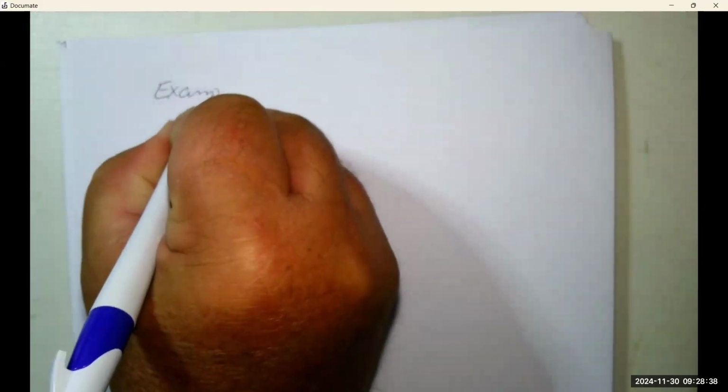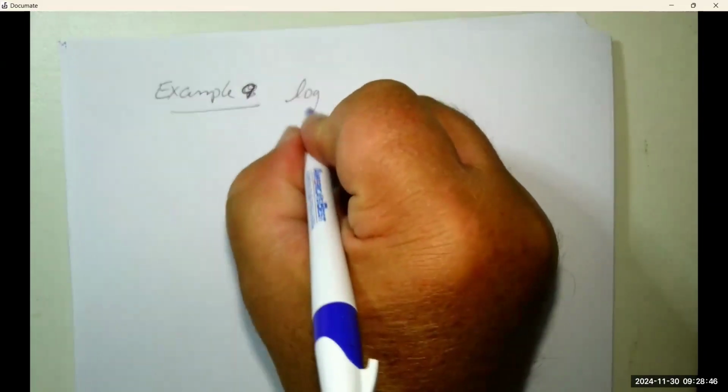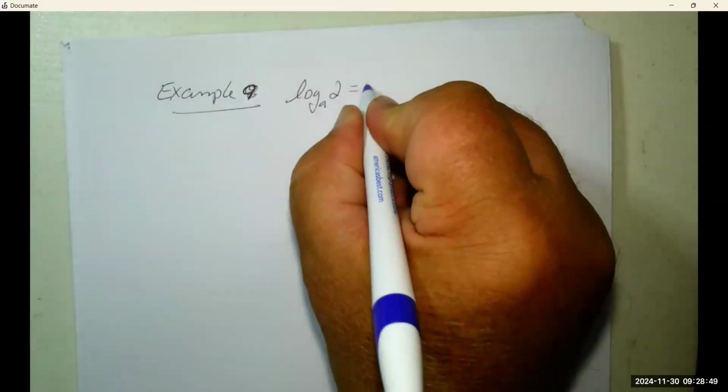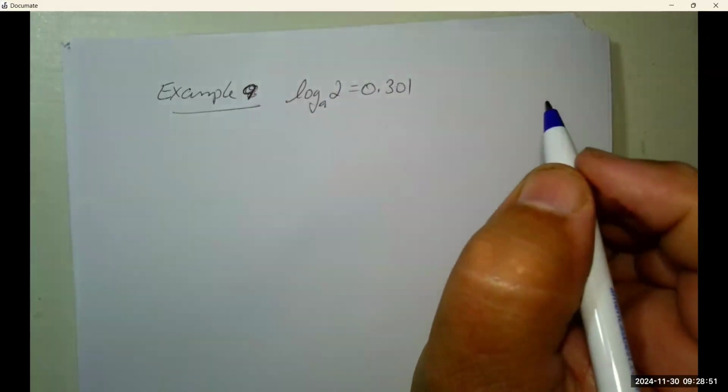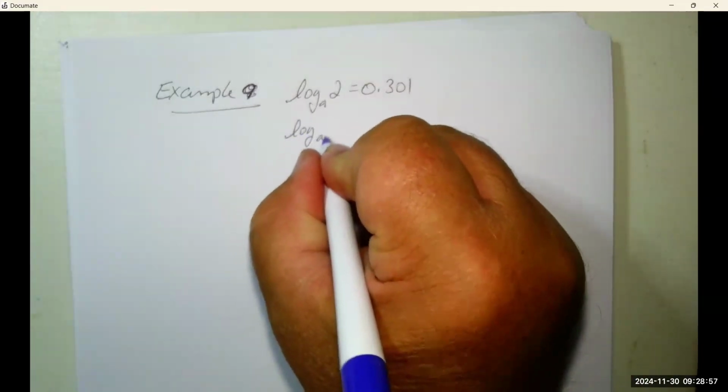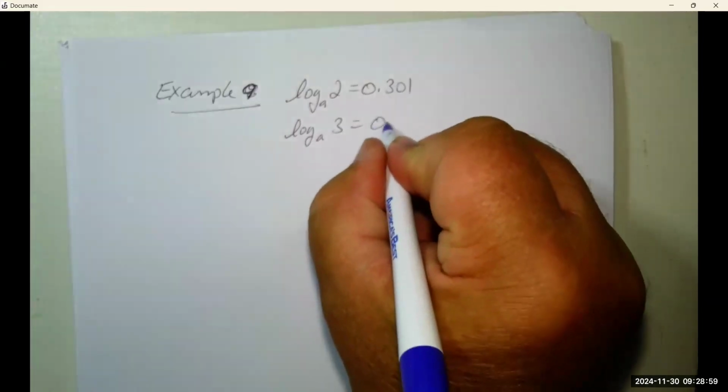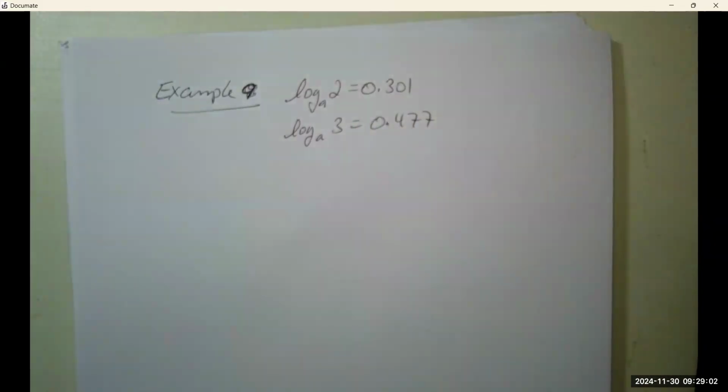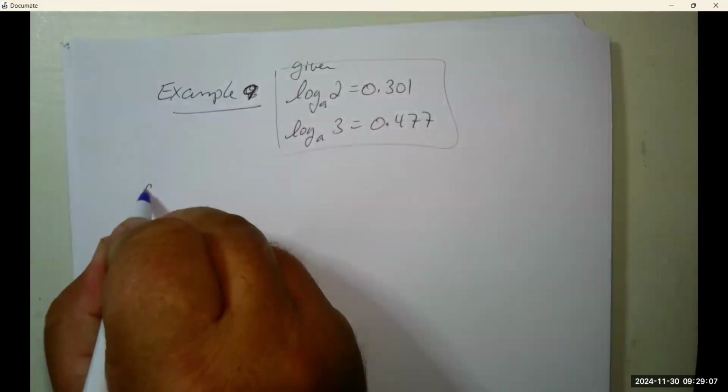Here's another way of solving these equations. If I give you predefined values, so example 9. Let's say that log base a of 2 is 0.301 and log base a of 3 is 0.477. That's all we can use. This is what's given to us. Solve these.